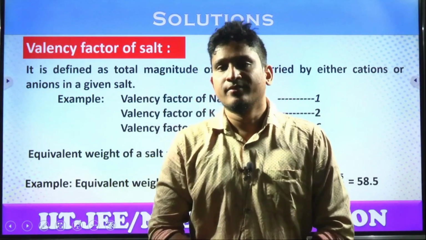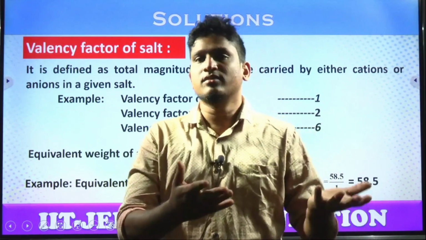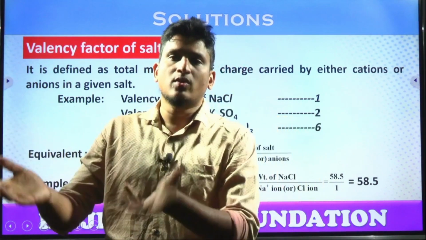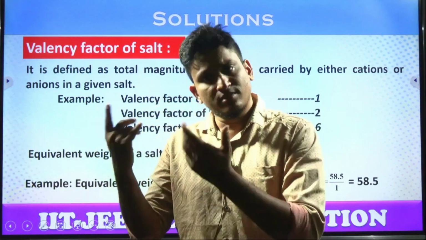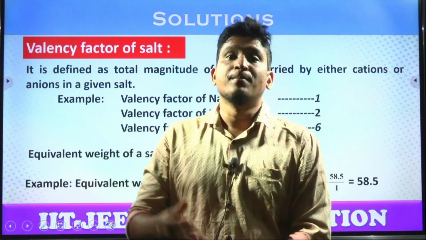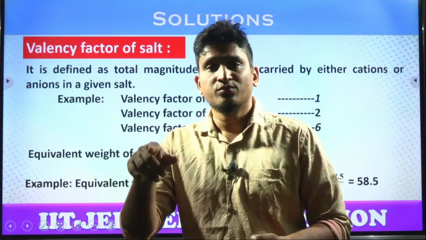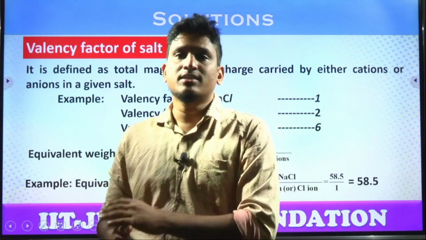Sodium chloride. What is the total charge on sodium? +1. That's it. 1 is the valency factor. Or if you want to take the anion, chloride, what is the total charge? -1. 1 is the valency factor. That's it. Magnesium chloride. What is the charge on magnesium? +2. Yes or no? And chlorine is -1.